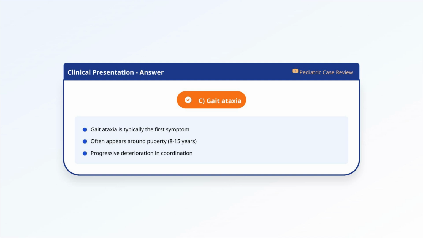Gait ataxia. Gait ataxia is typically the first and most prominent symptom of Friedreich ataxia, usually appearing around puberty, between 8 and 15 years of age. Patients demonstrate a wide-based, unsteady gait that progressively worsens over time. Hypertonia is not characteristic, as patients typically have hypotonia or normal tone initially.